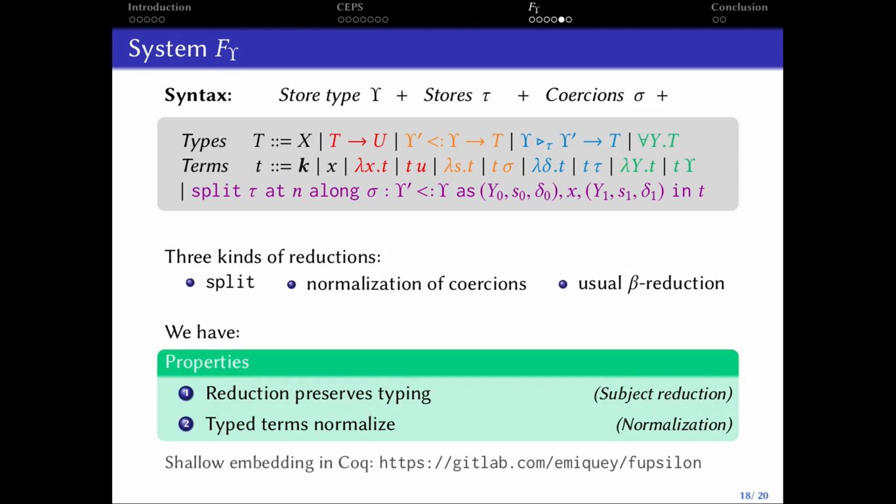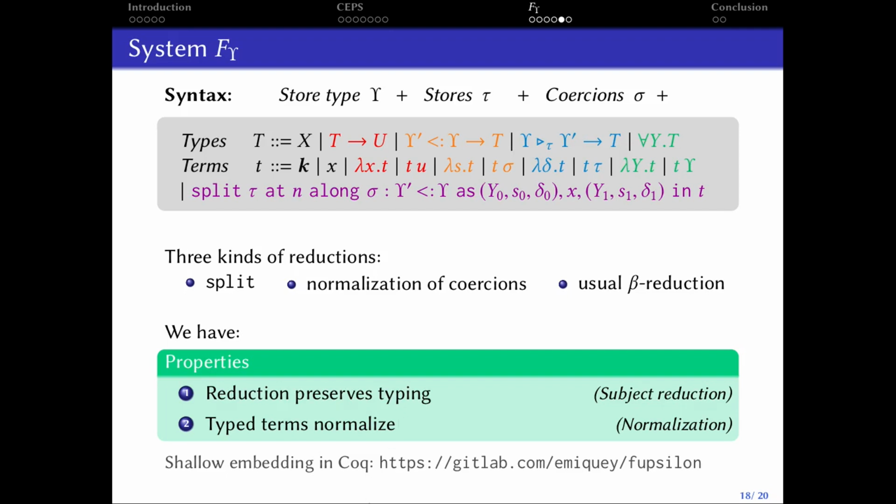We have three kinds of reduction rules. We have the rule for split that we just saw, the rule for normalizing coercions, because we need to abstract over variables for store types and so on, so it's a bit more complicated than what I said, but this is the same idea. And the usual beta reduction for abstractions and applications, and we can show that the reduction we define preserves the typing of the system, and that typed terms can be shown to be normalizing.